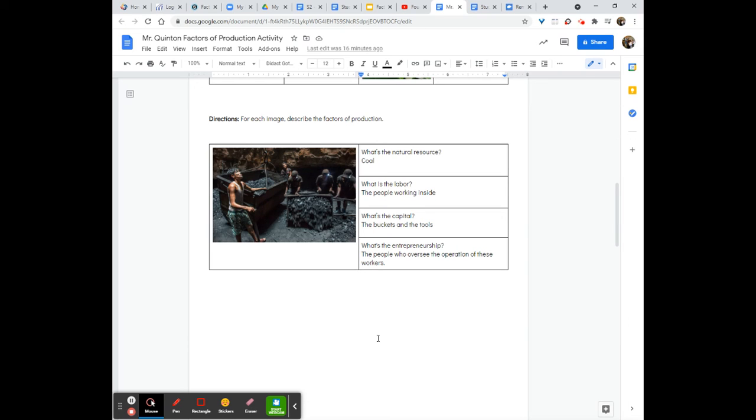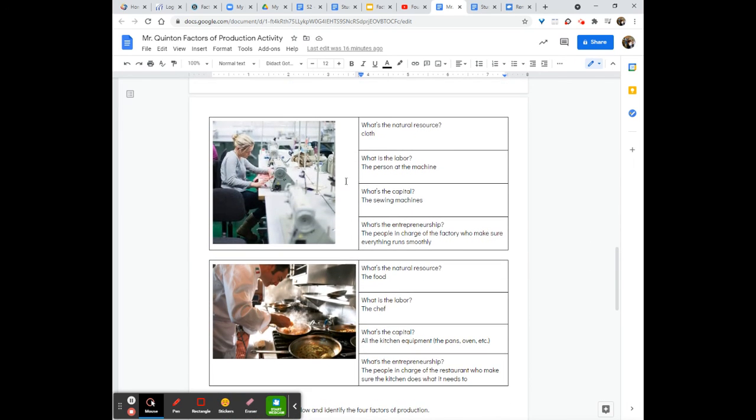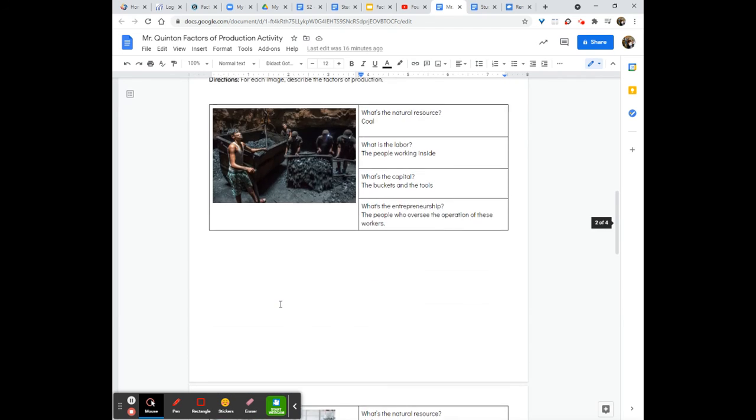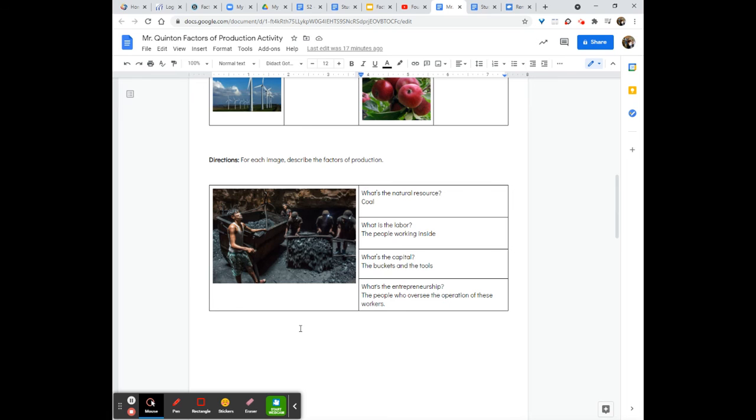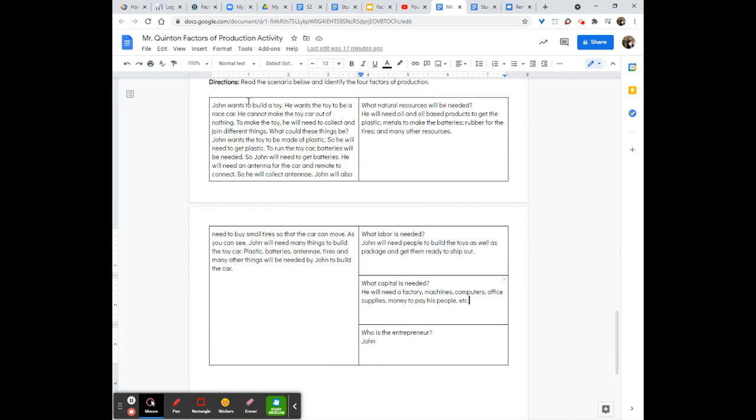Again, here, you're just basically trying to answer the questions based on the pictures. Okay, so you can see here how we have done that with the sewing machine lady and the chef in the kitchen, as well as these coal miners. These are coal miners, by the way. And then finally, John building his toy so that you can see the answers to those questions as well. Okay, now again, these are here to guide you. Please don't copy me, but that's going to be it.